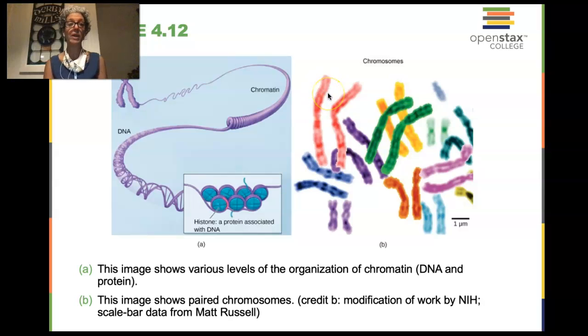So first parent may have given the gene for curly hair and the other parent for straight. Curly's dominant. I got curly hair. Both parents may have given information for light-colored eyes. Both parents may have given information for dark-colored eyes. We will talk a lot about that in our genetics chapters, but we are looking at actual chromosomes from an individual.